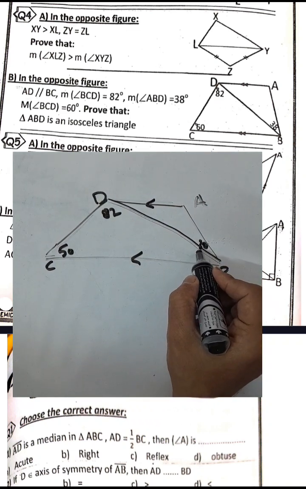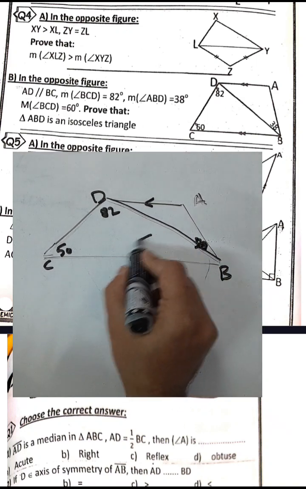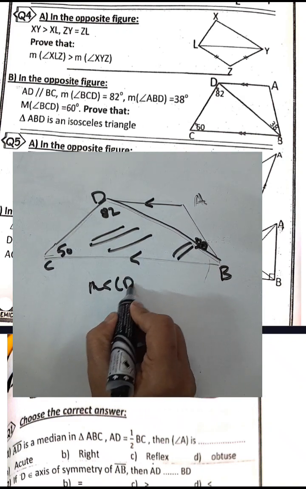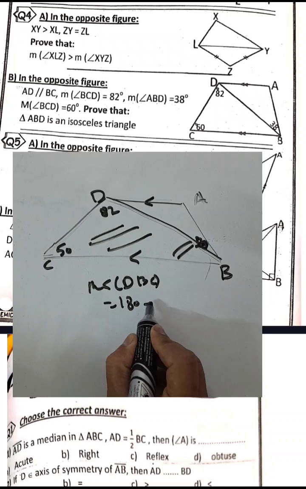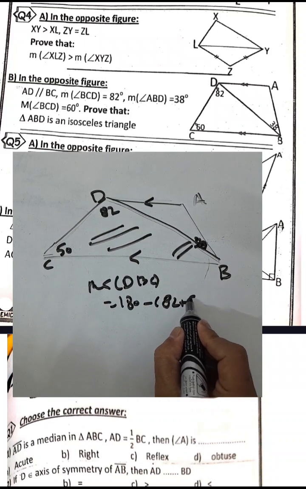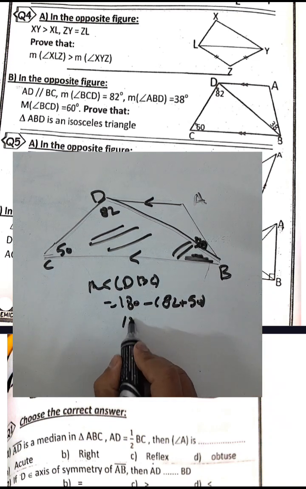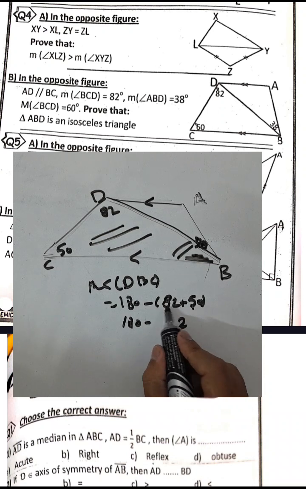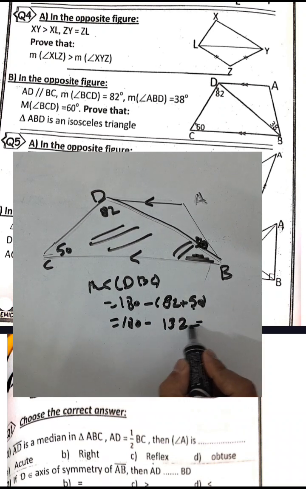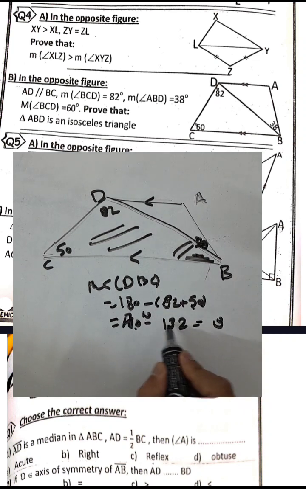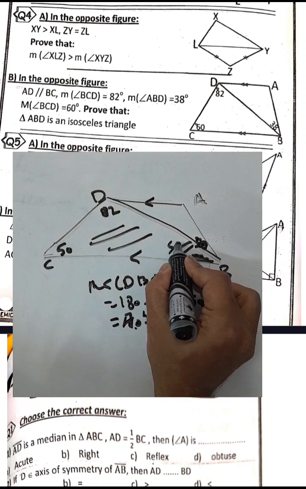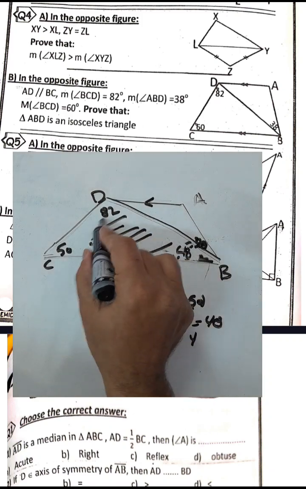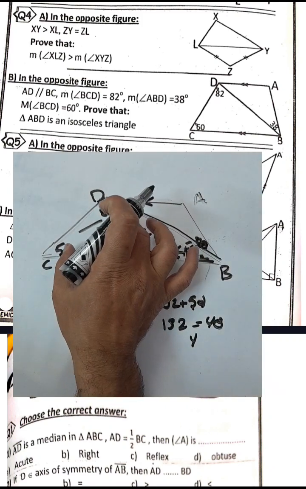It will be 38. Okay, we have a triangle, and we can find this angle, the measure of angle DBC. It will be 180 subtract the sum of 82 plus 50. This angle will be 48 degrees, because the sum of interior angles in a triangle equals 180. You add them and subtract the result from 180.